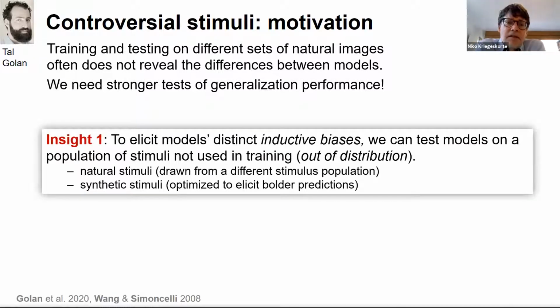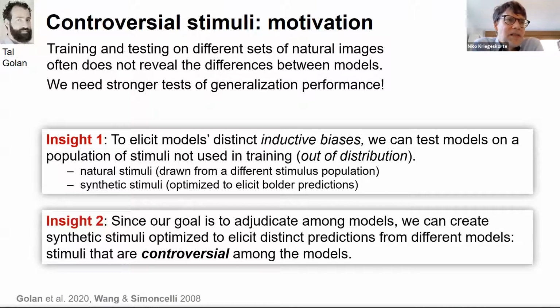The first insight is that to elicit models' distinct inductive biases, we can test models on a population of stimuli that was not used in training. So this is an out-of-distribution generalization challenge, and it provides a more severe test of each of the models. To do this, we could use natural stimuli. For example, we could use stimuli drawn from a different stimulus population, or we could use synthetic stimuli optimized to elicit bolder predictions from each of the models.